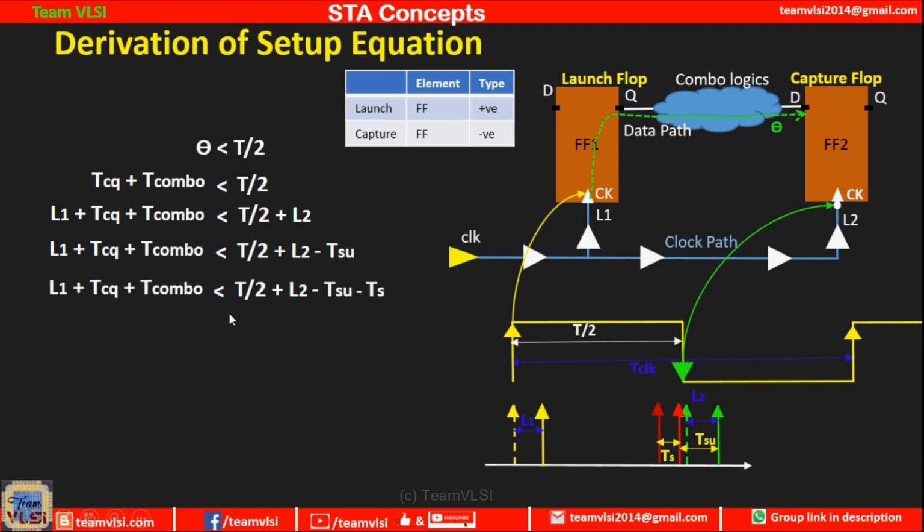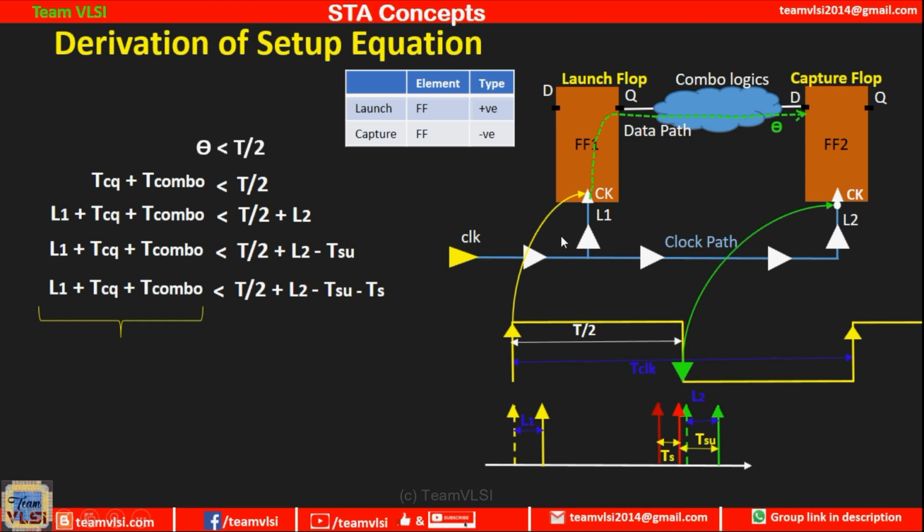So now our equation will be L1 plus T clock to Q plus combinational delay should be less than half of the clock period plus latency of the capture flop minus clock uncertainty minus setup time of the capture flop, right? So here you can see that this left hand side term should be lesser than the right hand side term in order to meet the setup timing, right? So the left hand side part is the time taken to reach the data to D pin of the capture flop.